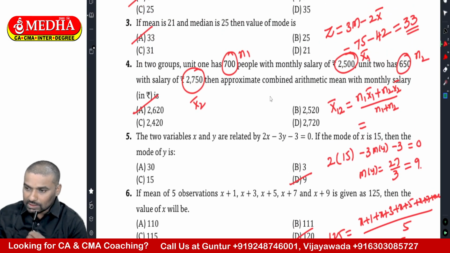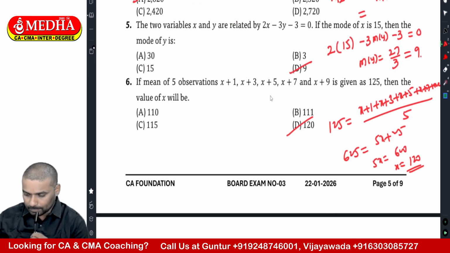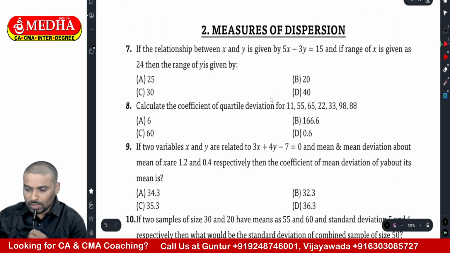So these are the 6 bits based on measures of central tendency. The next chapter is measures of dispersion.